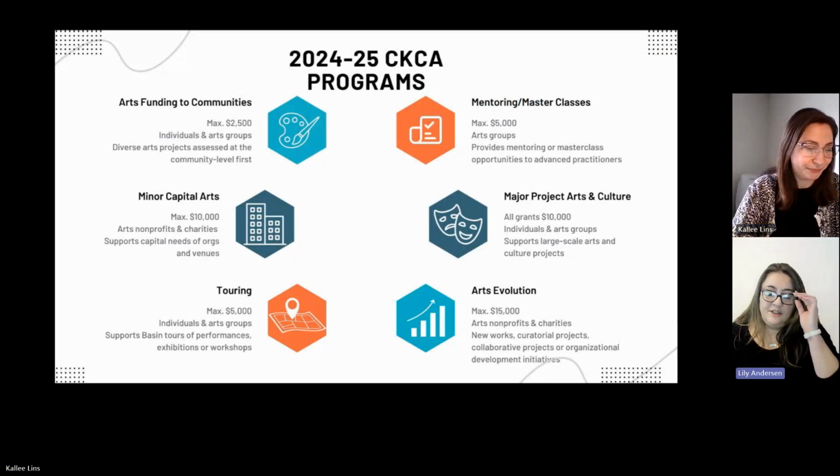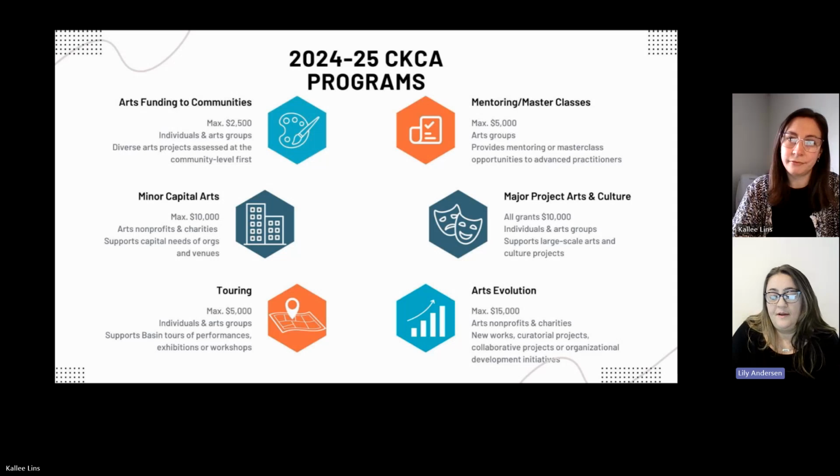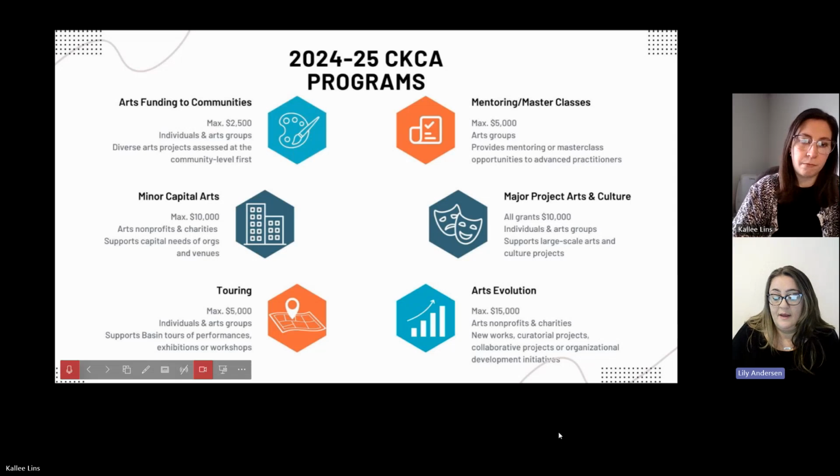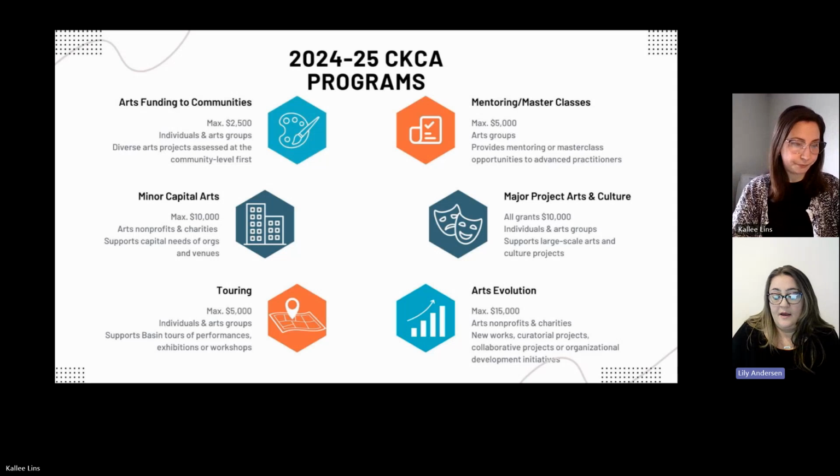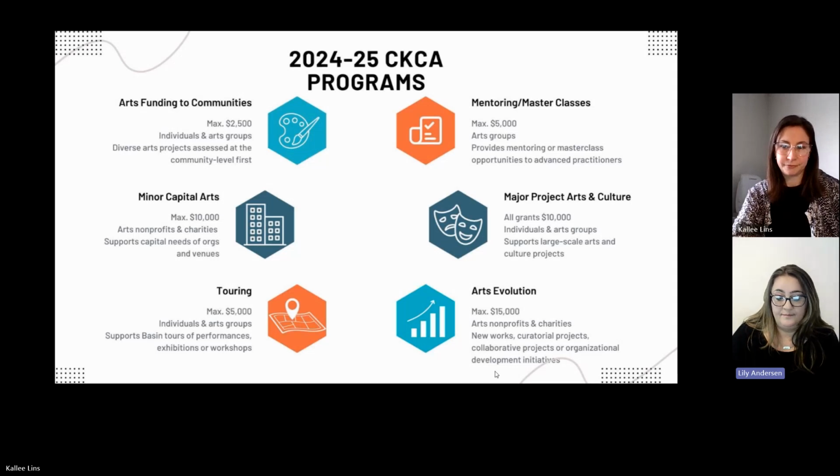Okay, so I'm going to jump in and start talking about the different programs. The first one we'll be talking about today is arts funding to communities. This program is targeted towards individual artists in all disciplines or arts and culture groups or organizations. These applications are assessed by a local adjudicating committee in the community you're applying to. There's more about that later in the workshop, but I'll just keep moving through all the different categories here.